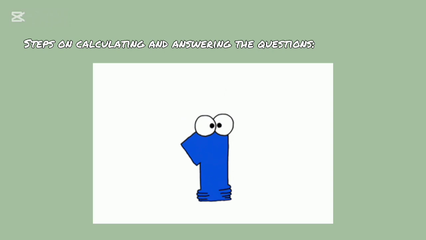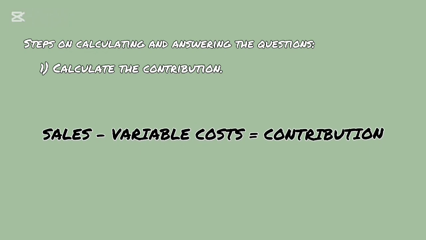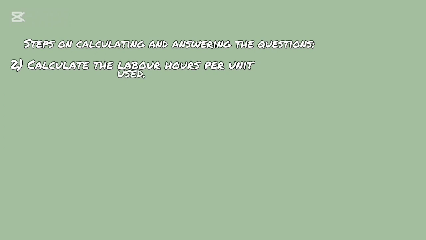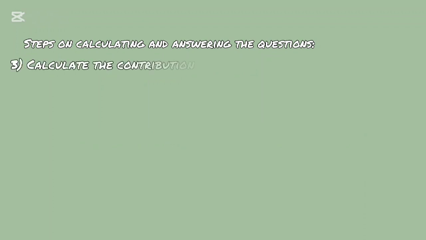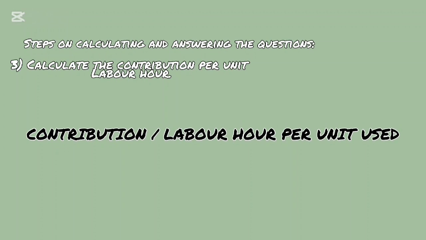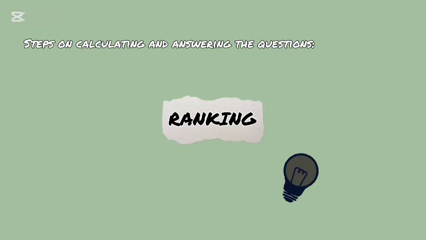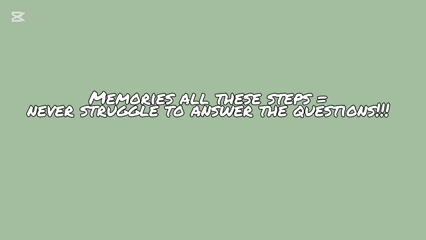In this topic, you need to remember some steps to calculate and answer the questions later. Rule number 1. Calculate the contribution, which is sales minus variable cost equals contribution. Rule number 2. Calculate the labor hours per unit used, which is contribution divided by the labor hour rate. Third, calculate the contribution per unit labor hour, which is contribution divided by the labor hours per unit used. Lastly, after you finish all 3 rules, don't forget the ranking. If you memorize all these steps, you will never struggle answering the questions later.